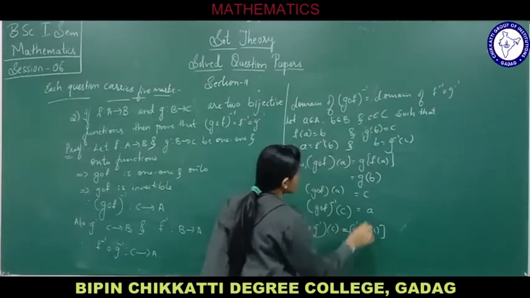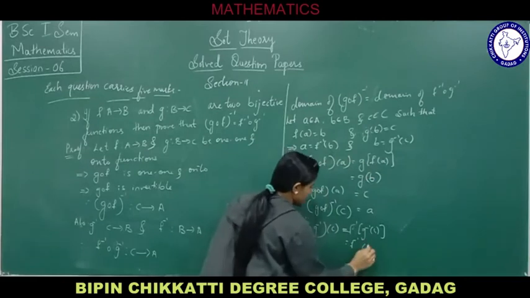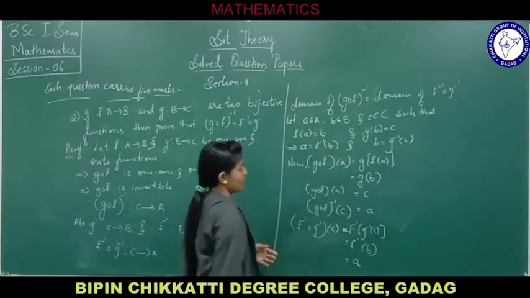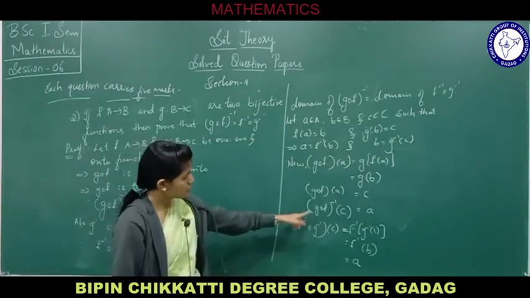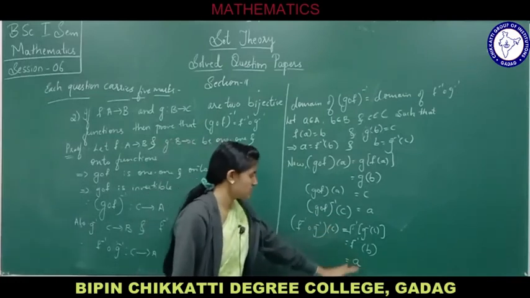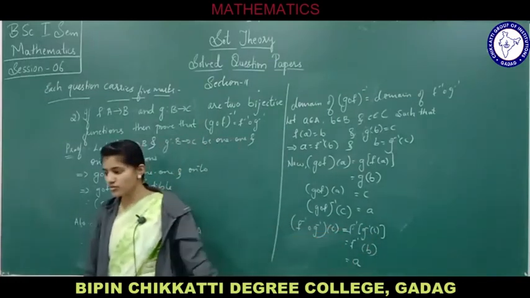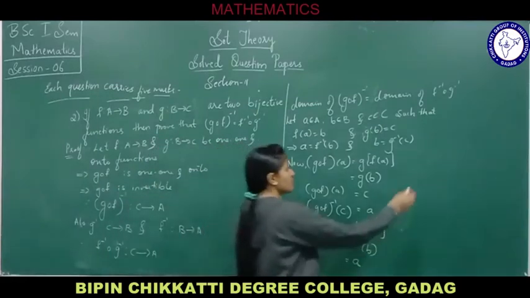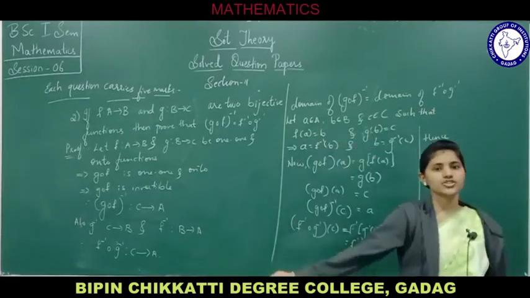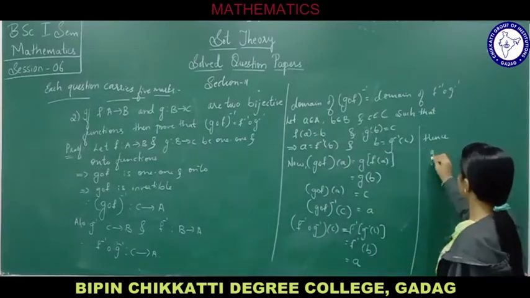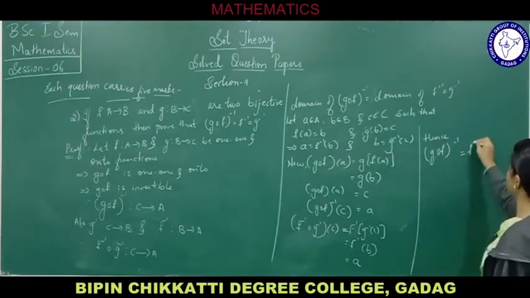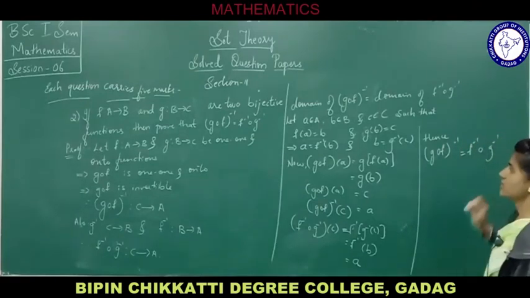What is G inverse of C? It is B. And what is F inverse of B? That is equal to A. Again, what we proved? G of F inverse of C is equal to A, and F inverse of G inverse of C is equal to A. Hence, we proved that the composition function G of F inverse is equal to F inverse of G inverse.